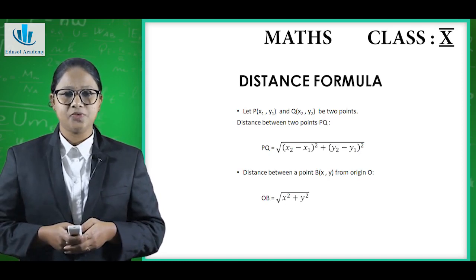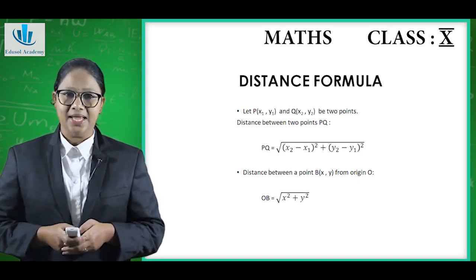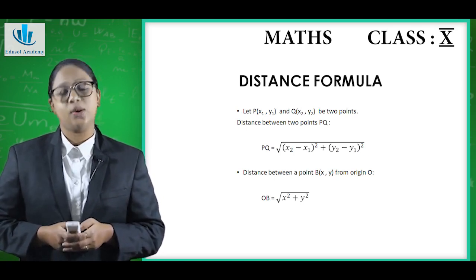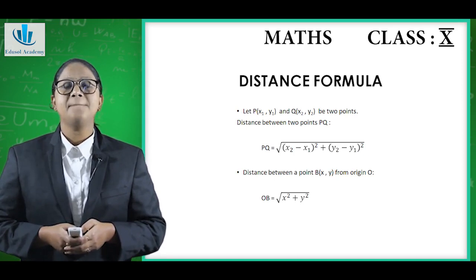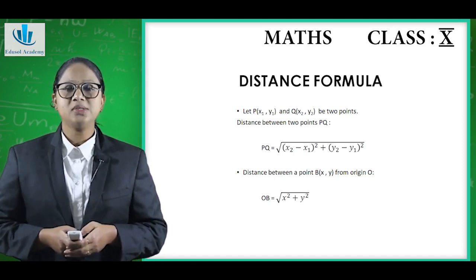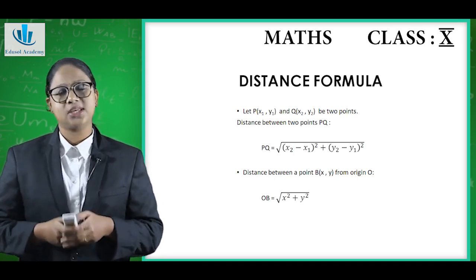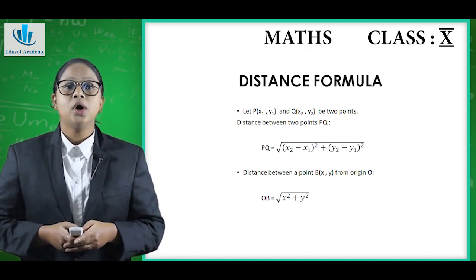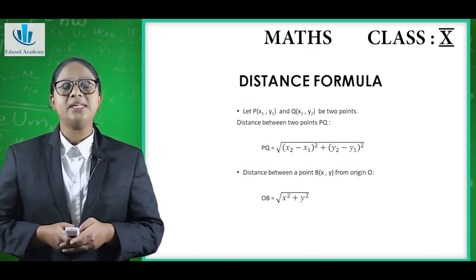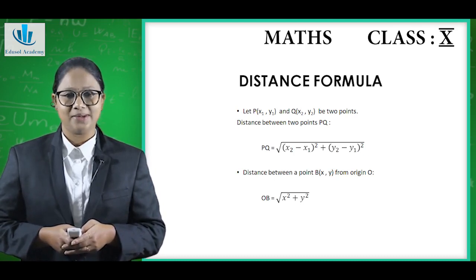Beginning with distance formula, let there be a point P on a plane with coordinates x1 and y1, and let Q be another point with coordinates x2 and y2. Using distance formula, we can find the distance between P and Q given by the equation PQ is equal to root of x2 minus x1 the whole square plus y2 minus y1 the whole square.